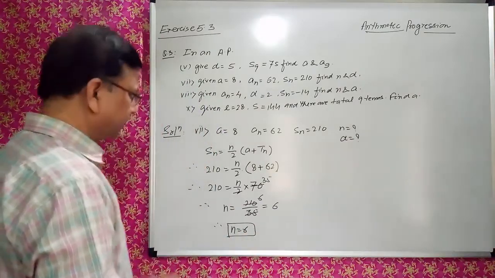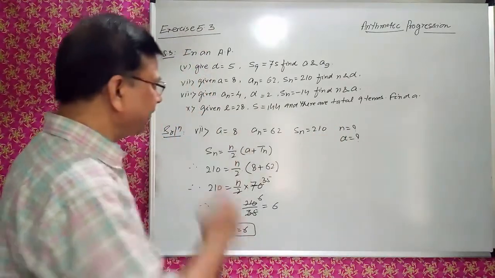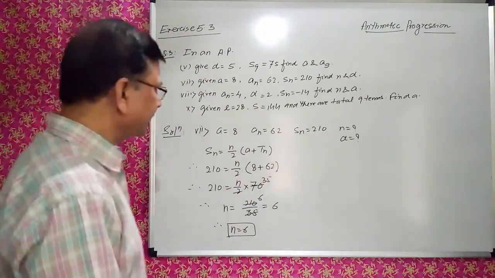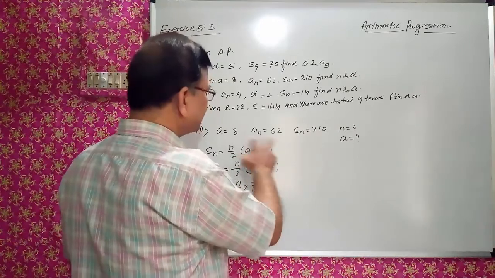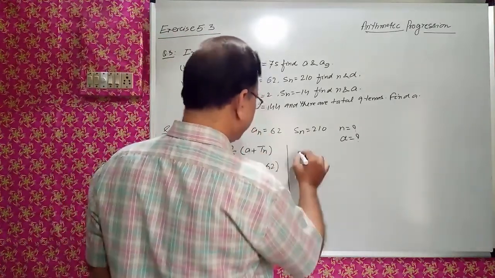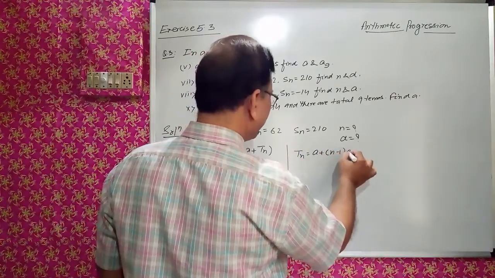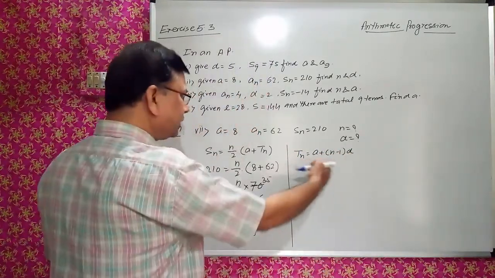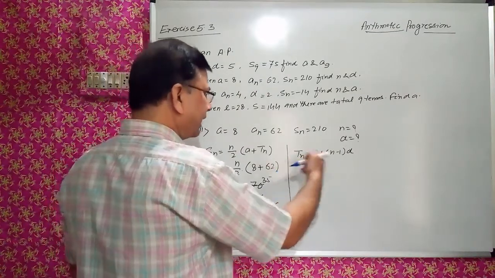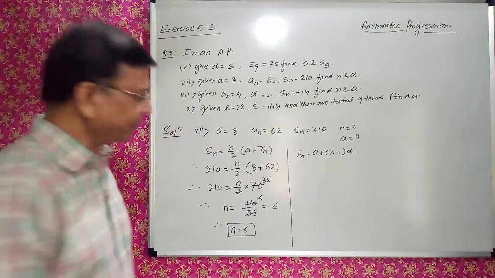One quantity we got. Out of n and d, n we got. We have to find d. For that, Tn is known, so we can use the formula Tn is equal to a plus (n minus 1) d. So n is known, a is known, Tn is known, then we can find the value of d from here.